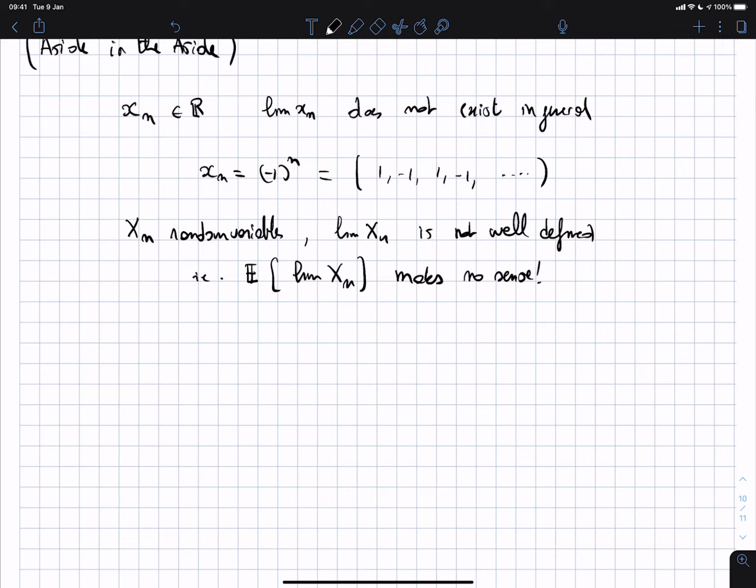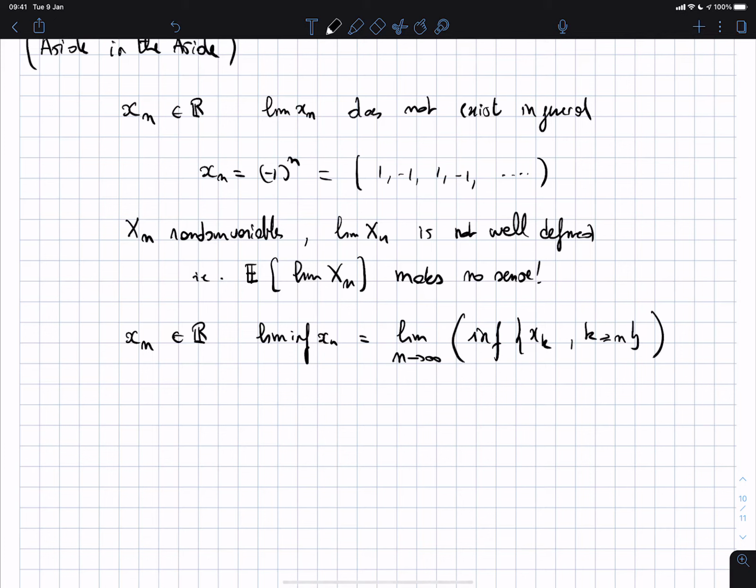So how do we get around this? Well, there are two very important concepts in analysis. The limit inferior of a sequence is the limit as n goes to infinity of the infimum over all x_k for k larger than n. So it's the limit of the tails of the sequence. This is the tail of the sequence.